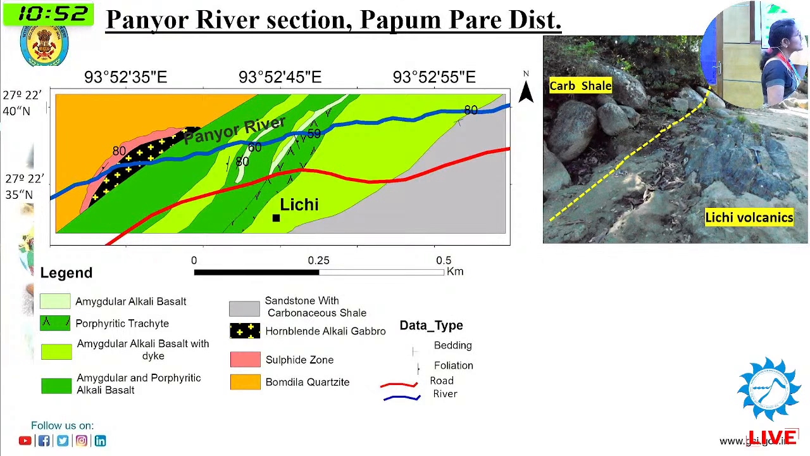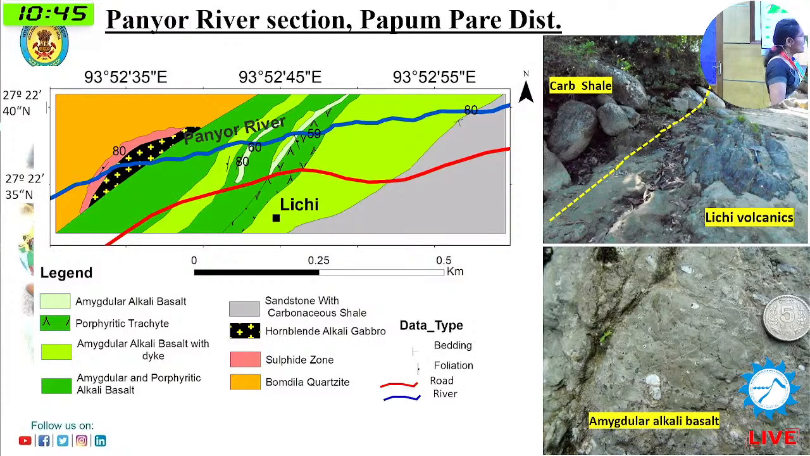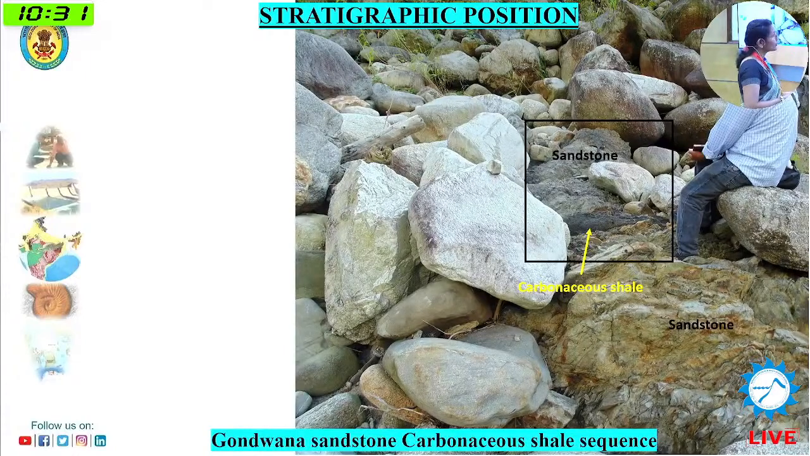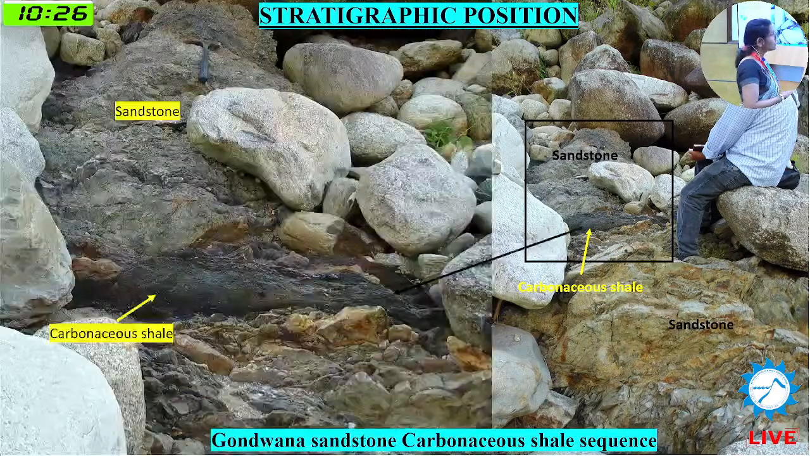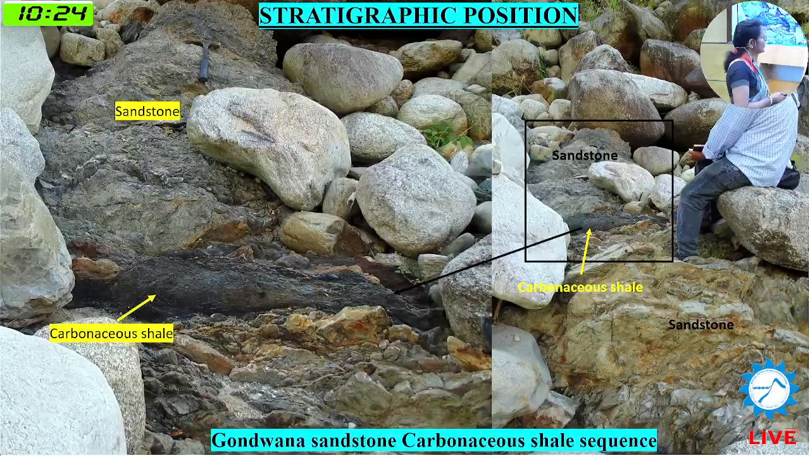Here you can see the carbonaceous shale of the Gondwana, and these are the Lichi volcanics, and you can see these are the amygdaloids and the glassy groundmass. In the field it is very difficult for us to classify it as trachyandesite or andesite or phonolite or like that, so we use the chemical data for the classification. And this is the Gondwana. You can see the sandstone, carbonaceous shale sandstone sequence is there. This is the larger view of that here. And this is near to the MBT.